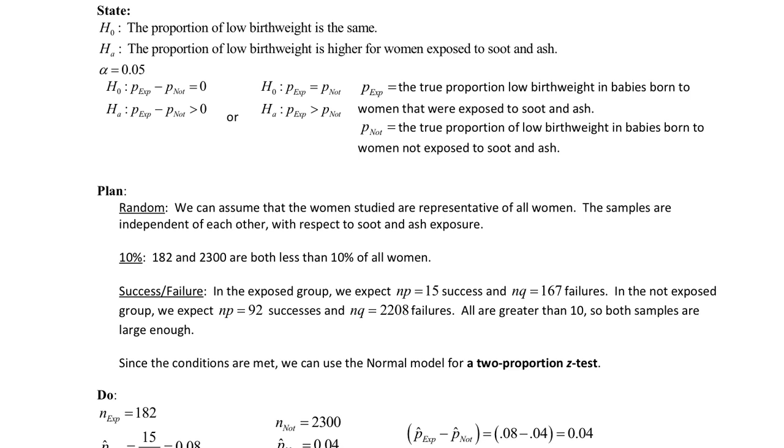Next, quickly checking conditions. Nothing's really changed from before. Random, both. Talk about both. The samples would be independent because you're not going to have the same women in both groups. 182 and 2,300 are both less than 10% of all women. Let's see. So then we've got our success failure. Everything is greater than 10, so we're good. And then we conclude conditions are met for a two-proportion z-test.